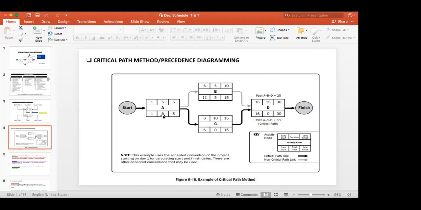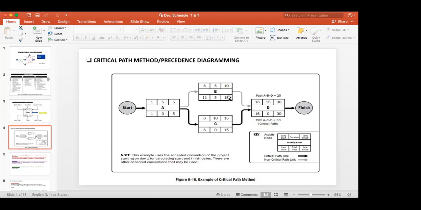This is the total float. Now if you take the B activity, what is the duration? 5 days. The early start is day 6, early finish 10, late start 11, late finish 15. What is the total float? 11 minus 6 is 5. This is the total float. Otherwise 15 minus 10 is also 5, the total float.